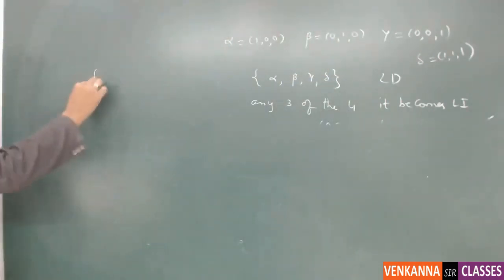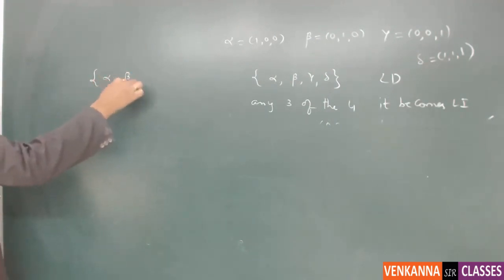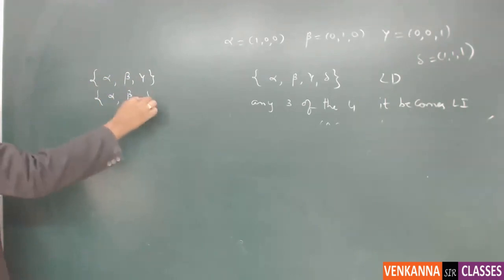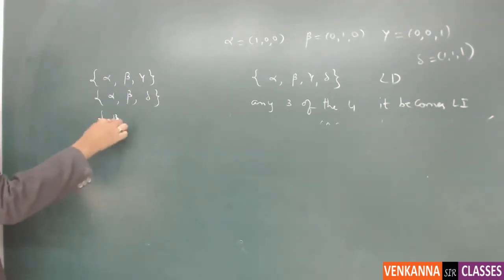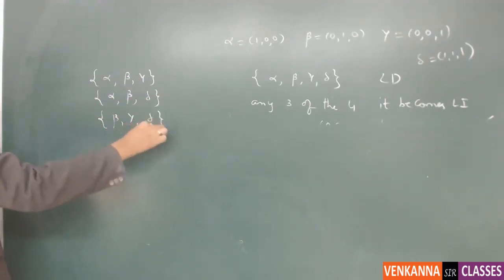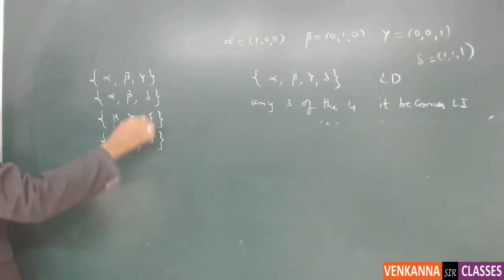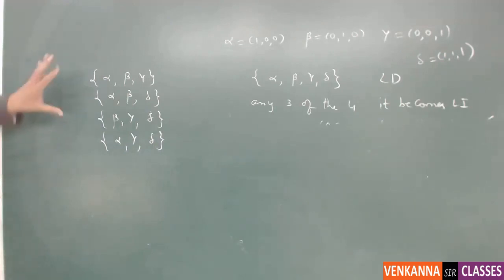You can take alpha, beta, gamma together as one set, alpha, beta, delta as one set, beta, gamma, delta as one set, and alpha, gamma, delta as one set. Can you say any other possibilities are there for the selection of any three of the four? So these are the only possibilities.